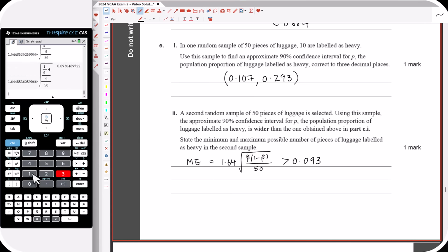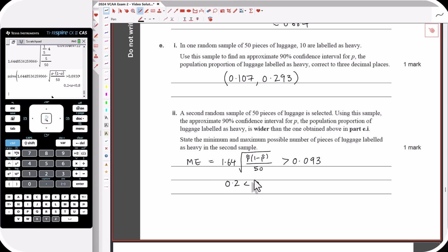So if we get our CAS to solve that, let's get that value there, times square root of, call it p hat in my, p is already defined. Let's use another letter, a. Solve that for a.